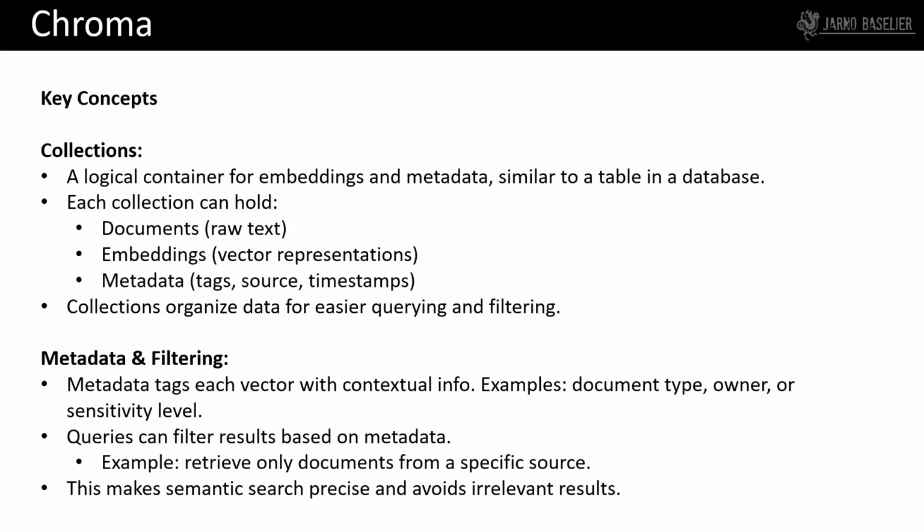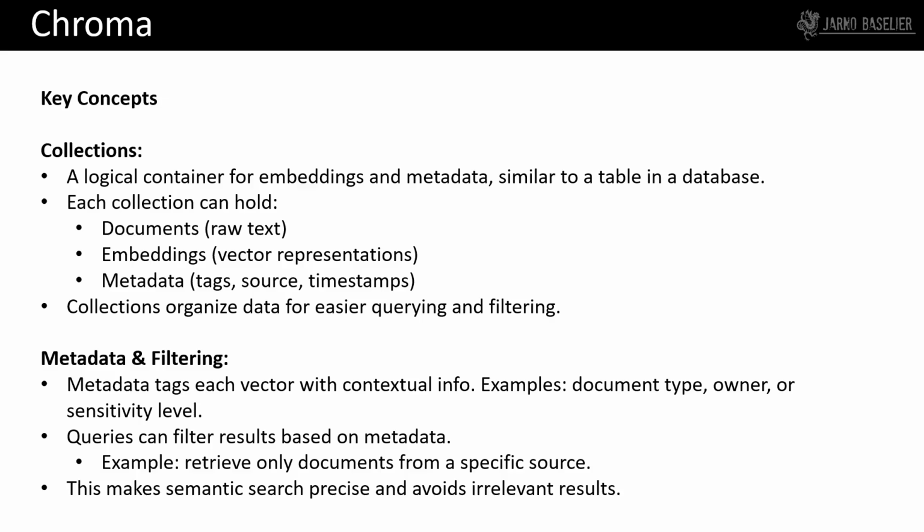The key concepts of Chroma are collections, and collections are a logical container for embeddings and metadata, similar to a table in a database. Each collection can hold documents, their raw text, embeddings, vector representations, and metadata like tags, source, and timestamps. Collections organize data for easier querying and filtering.